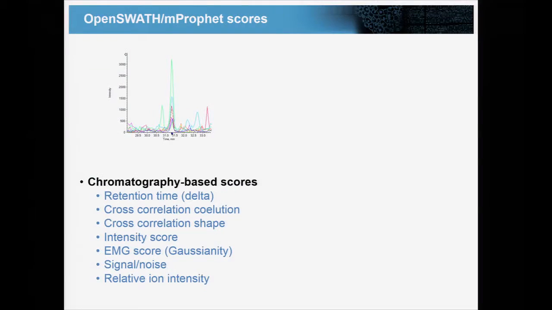So a little bit more about the scores. These are more or less the scores that Ludovic told you about this morning that are calculated based on the chromatography, based on the extracted ion chromatograms. And this is what he told you. You can check how far away it is from the expected retention time, do all the transitions co-elute, is the shape similar, is the intensity higher generally than the noise, are they Gaussian-shaped peaks, or you can also calculate a signal-to-noise ratio, and also the relative ion intensity with reference to the MS/MS spectrum.